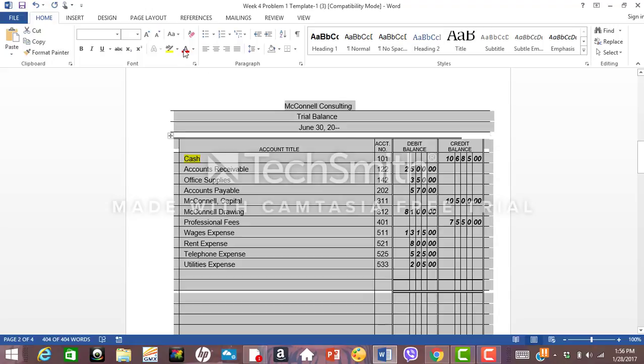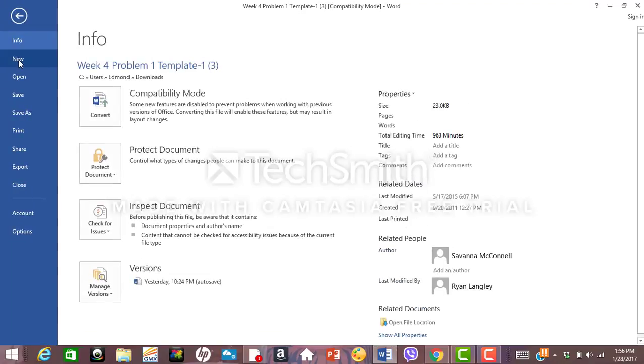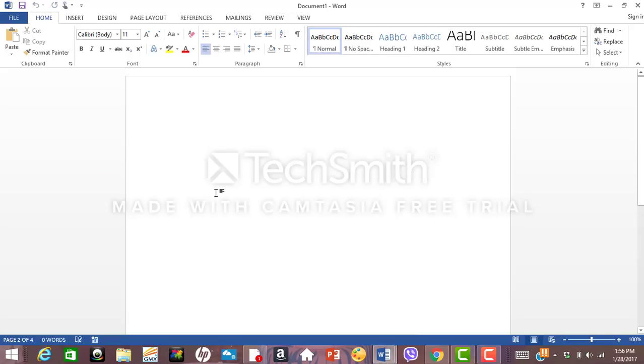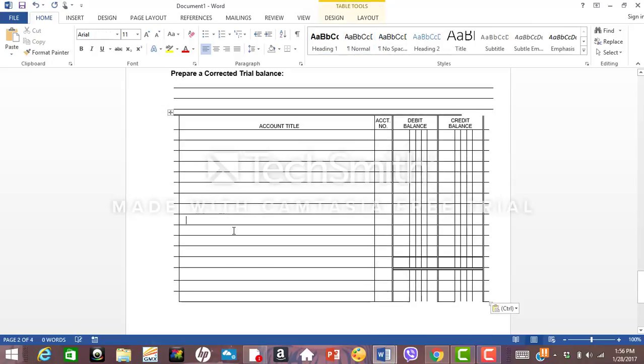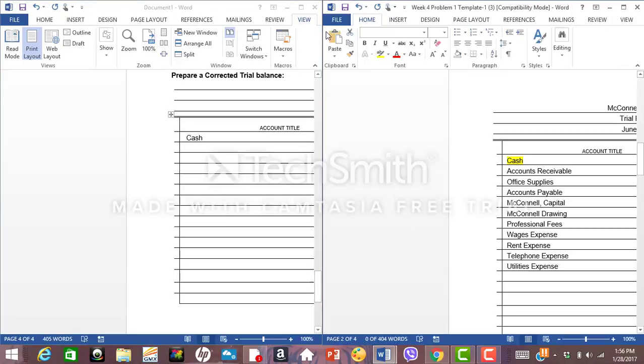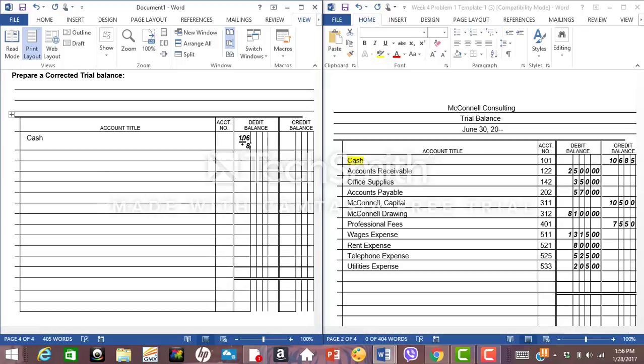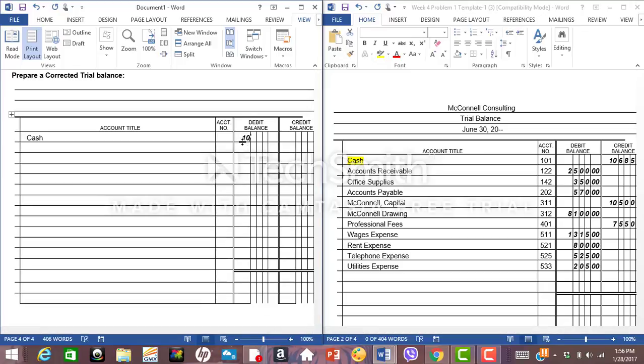What I'm going to do is copy this and make a new Word document just so I can take a look at both of them at the same time, because it's a little bit harder if I don't. Okay, so then I'm going to go to the trial balance and say cash. And then let me see if I can do this view side by side. Okay, good. So cash would be 10,685. Wait, hold on. Sorry. 685 would be under the debit balance.